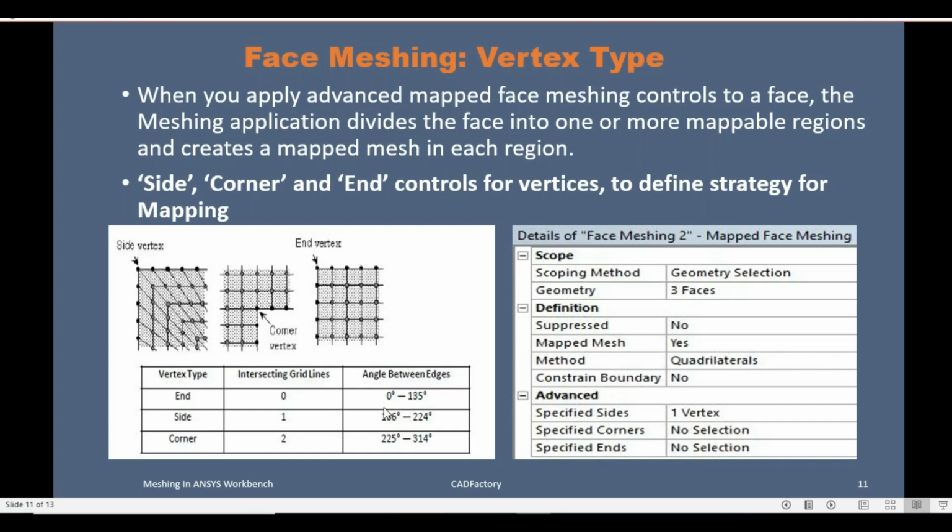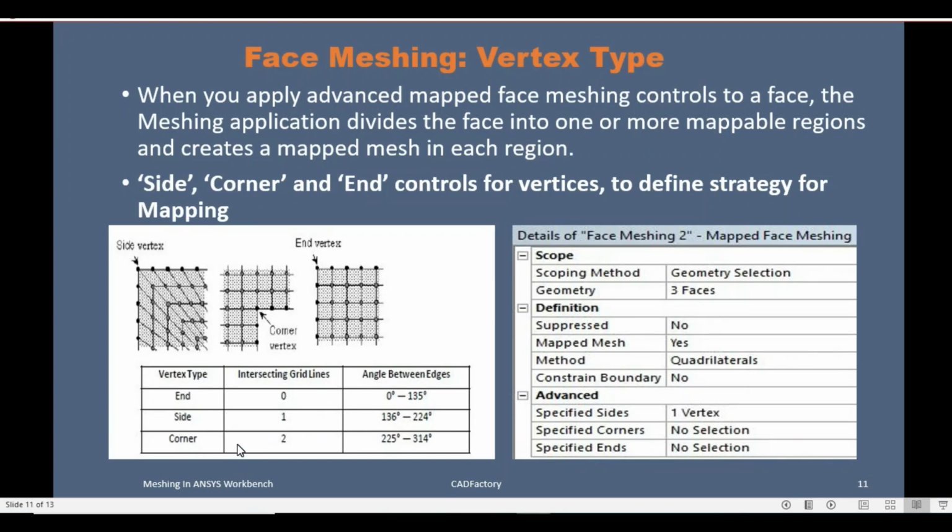an angle between these edges. For vertex type end, here is your end vertex. There are no other grid lines available, so there are no intersecting grid lines, that is 0. And the angle between edges ranges from 0 to 135. Here you can find that the angle between edges is 90 degrees, so it is between 0 and 135.